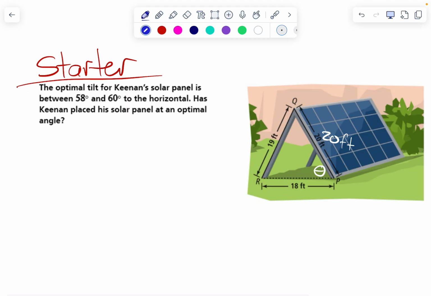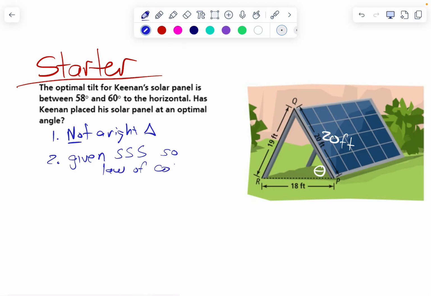So, what was it? Law of cosines. Why are you saying law of cosines? Good. Okay. So first thing, it's not a right triangle. So we're not using trig ratios. This is an angle, so the Pythagorean theorem wouldn't help anyway. So right triangles, that kind of thing. We're given side, side, side, or SSS. So we're going to use law of cosines. Good.